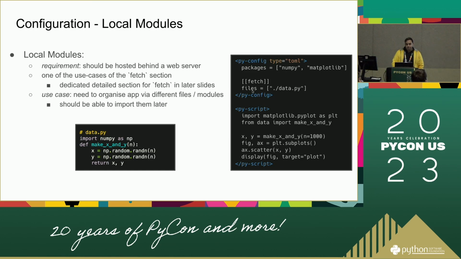But now we are fetching this file called data.py, which we created here, right? And this, of course, also is hosted on your web server, right? And the code that you have written here inside these PyScript tags is, as you can see, from data import make x and y. So you're importing this function which was written in data.py, right? So you can use local modules, and it is one of the use cases of the fetch function. And we have a dedicated section for it later. And it is useful in organizing your app into different files and modules, so you can import them later, right?